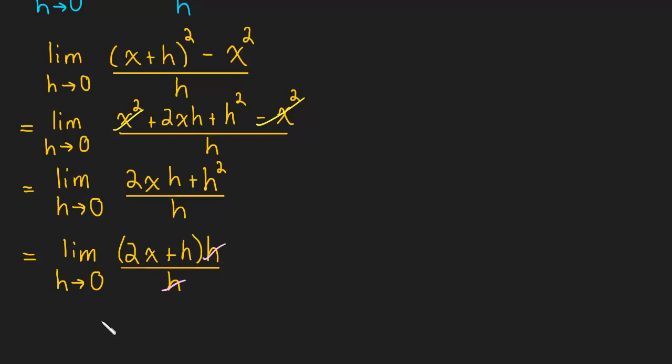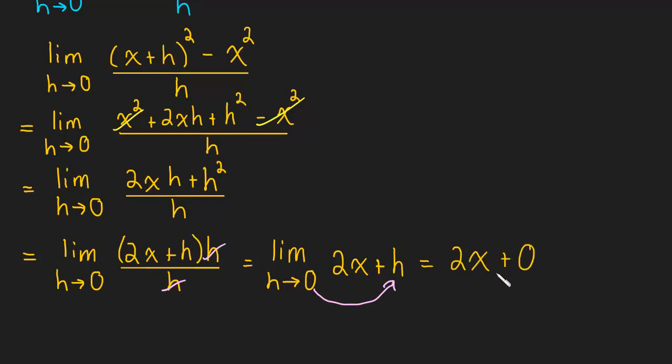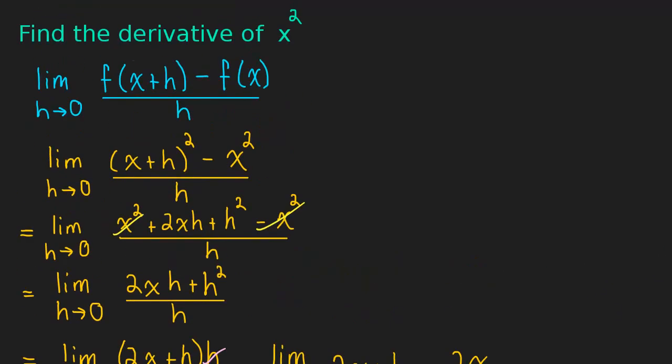And we're just left with the limit as h approaches 0 of 2x plus h. And now we can take this 0, plug it in for h, and we're pretty much done. So this is going to be 2x plus 0, but of course plus 0 doesn't contribute anything, so the final answer is 2x. So the derivative of x squared is 2x.